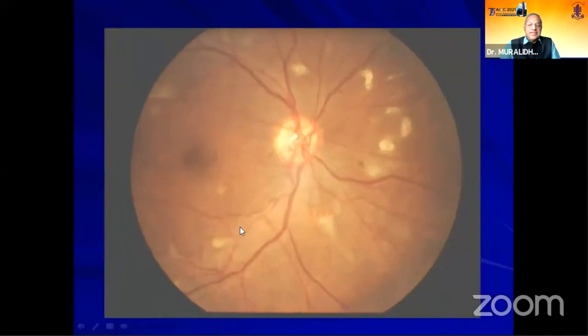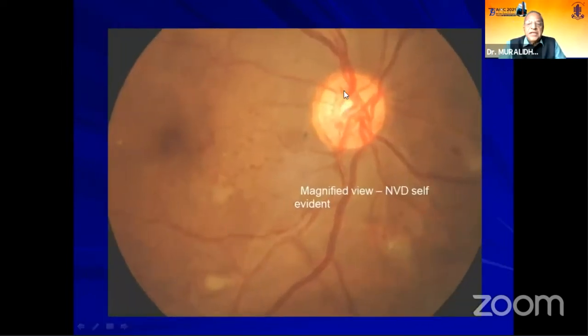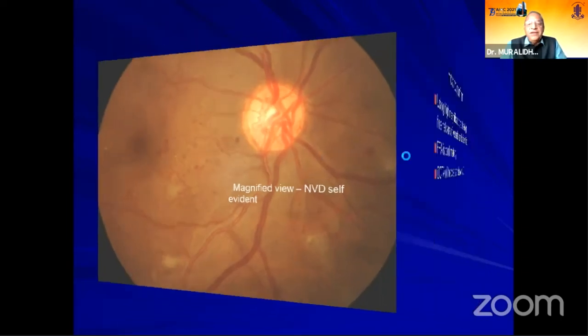Now, if you look cursorily at this eye, you may easily miss the presence of a new vessel. But when you increase the magnification of the slit lamp and then see, there is a fine network of new vessels on the disc that you can see. So it is important to examine the disc with a little bit more magnification than what you normally use, in order not to miss these fine arborizing new vessels that can be picked up on magnified view.